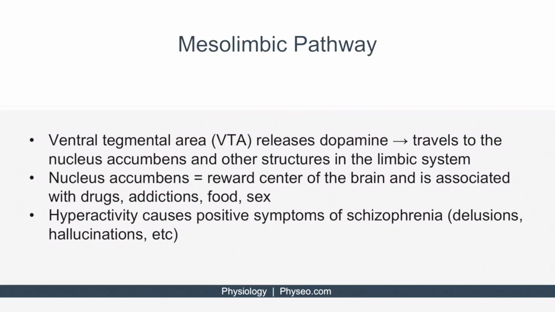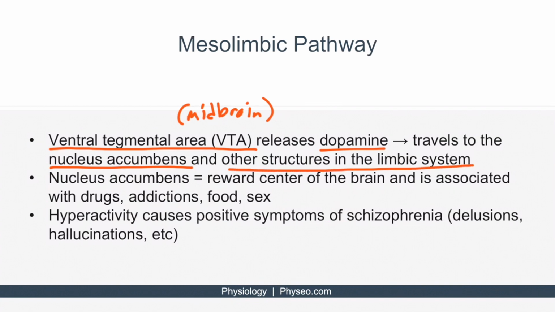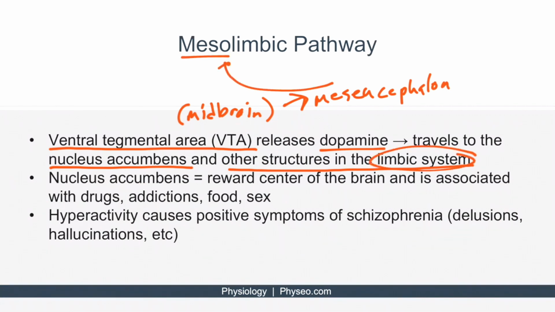So now let's talk about the Mesolimbic Pathway. In the Mesolimbic Pathway, the ventral tegmental area, which is in the midbrain, releases dopamine. The dopamine then travels to the nucleus accumbens, which is a part of the limbic system, and it also travels to other structures within the limbic system. It can be easy to remember what the Mesolimbic Pathway is when we remember that the midbrain is also called the mesencephalon, as in meso in mesolimbic. And since we're dealing with the limbic system, we get the term limbic in Mesolimbic Pathway.